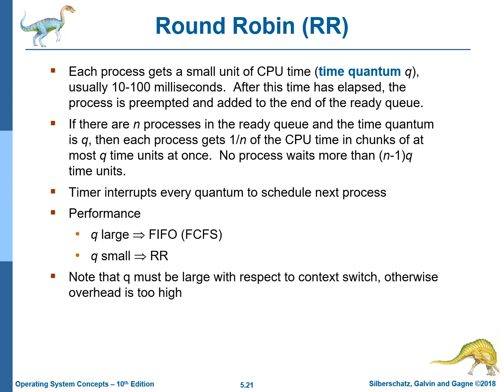Performance: when q is large, it becomes first in, first out, or first come, first served. When q is small, it becomes round robin. Note that q must be large with respect to context switch, otherwise overhead is too high.